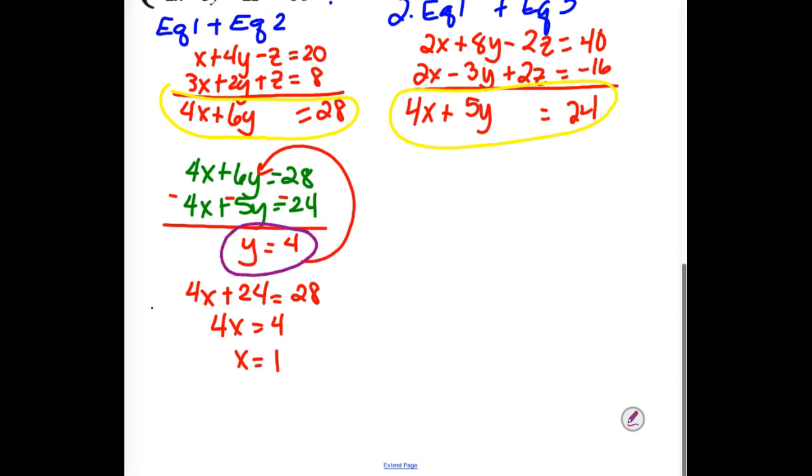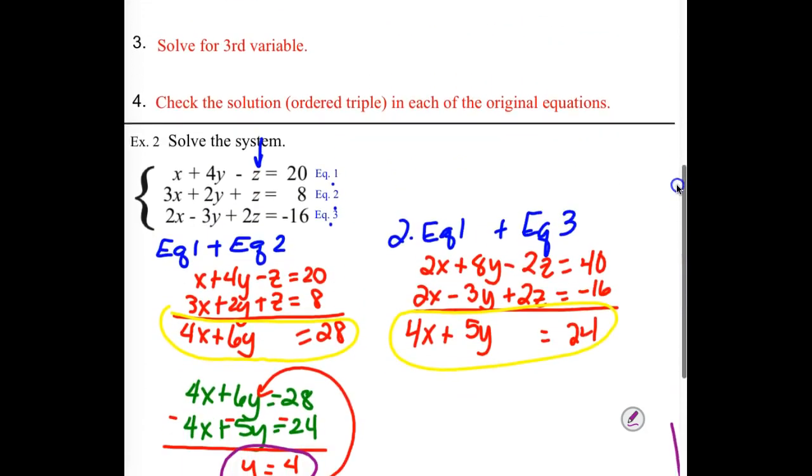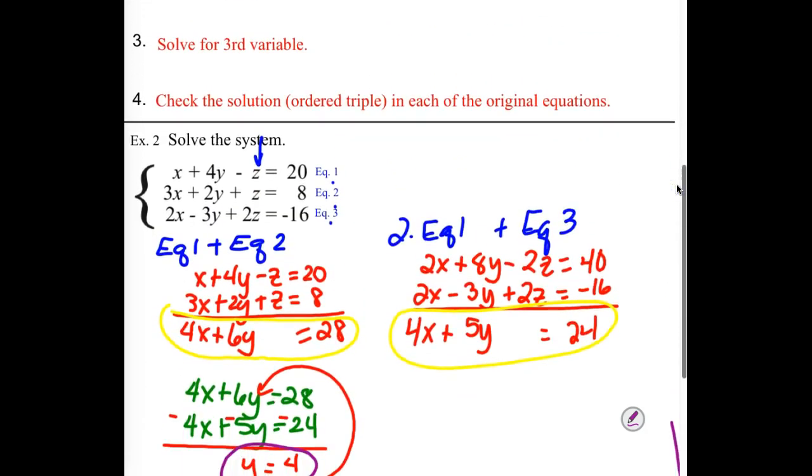I now know that y equals 4 and x has to equal 1. The only thing I have left to do is find z. To do that, we're going to substitute these two values in, but we're going to have to go back to one of my original equations because I need all three variables again. It doesn't matter which one you pick.